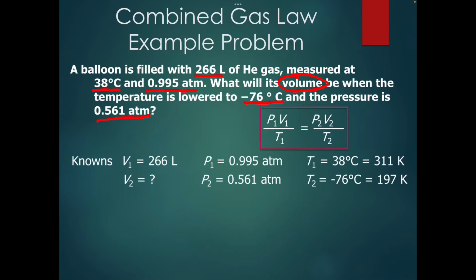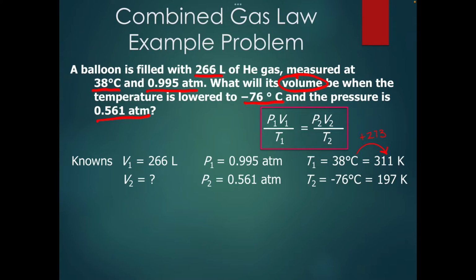So we have our initial volume, 266 liters, our initial pressure, 0.995 atmospheres, and our initial temperature is 38 degrees Celsius. Remember, we cannot use Celsius. We always need to convert our temperatures to Kelvin. So to get from Celsius to Kelvin, we just add 273. So then we're solving for our final volume, we have our final pressure, and then we have our final temperature. Again, it's in Celsius. We need to convert it to Kelvin.